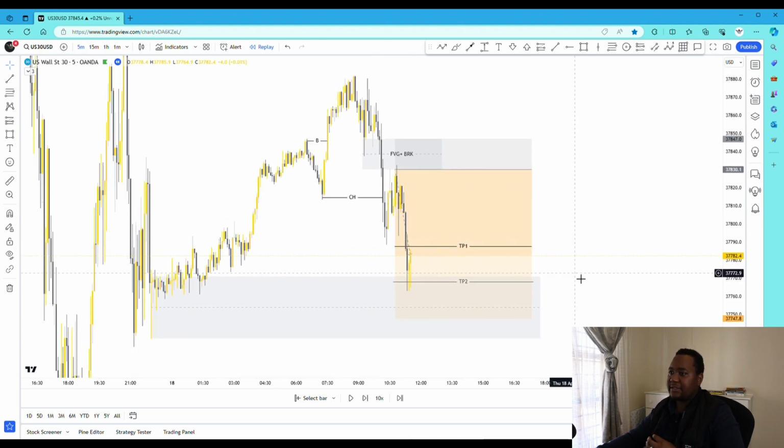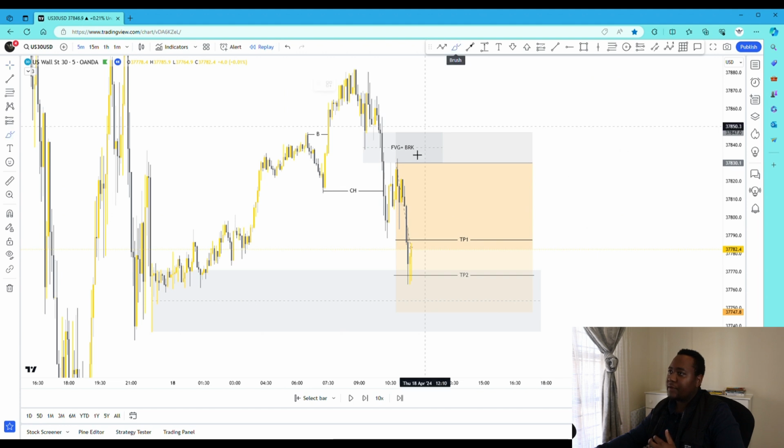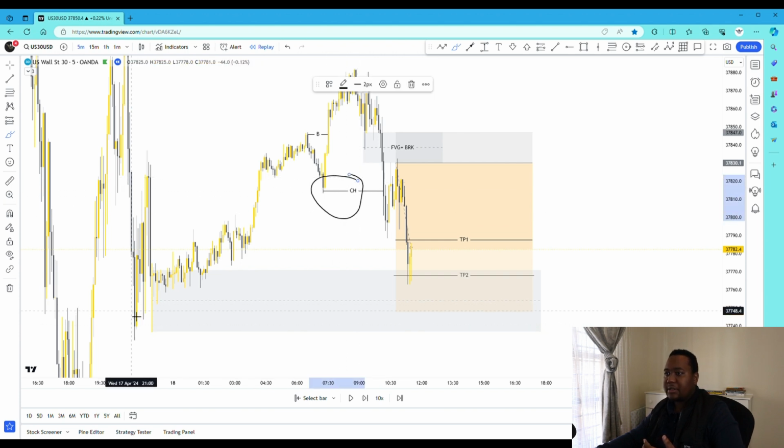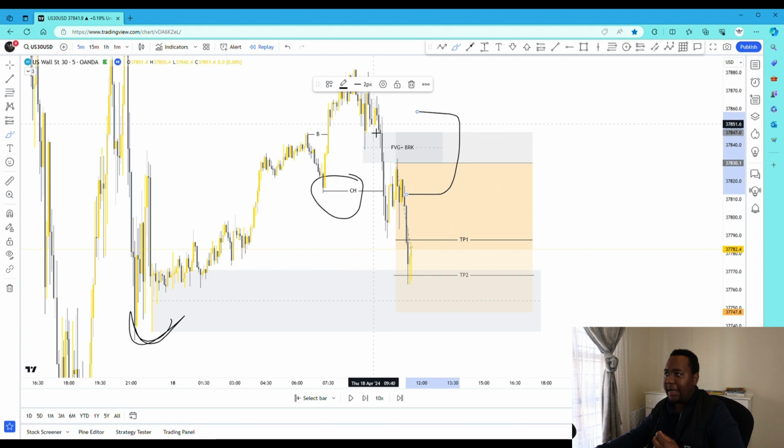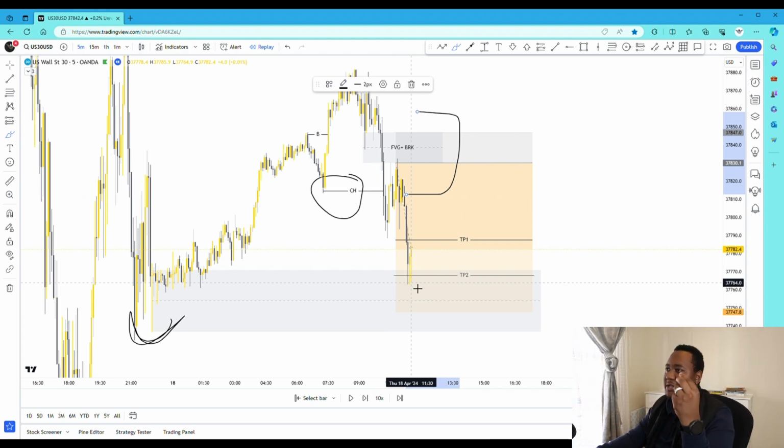And the technique here is derived in the sense of this is a temporary or a micro change of character right here, because the real change of character could have been this higher low. So the reason why I knew that the market was going to come into a fair value gap and an order breaker is because that's what it does when it gives you what we call a deep pullback. Okay, people in smart money don't teach this.